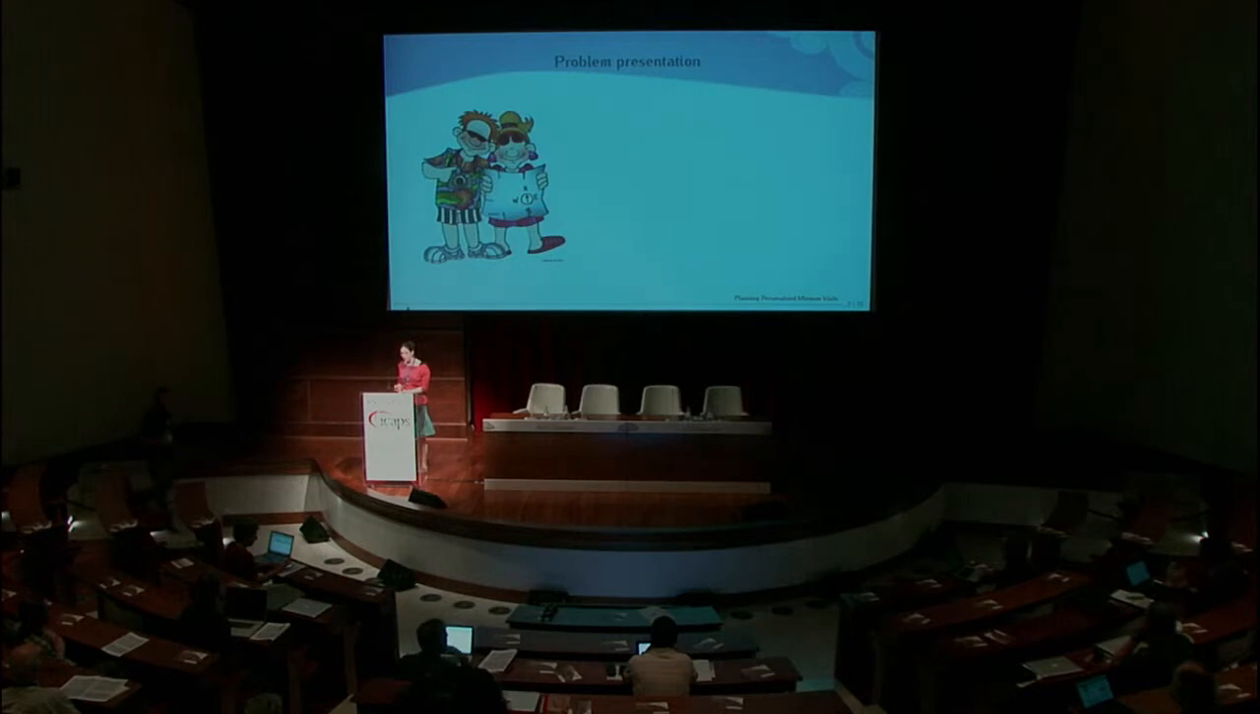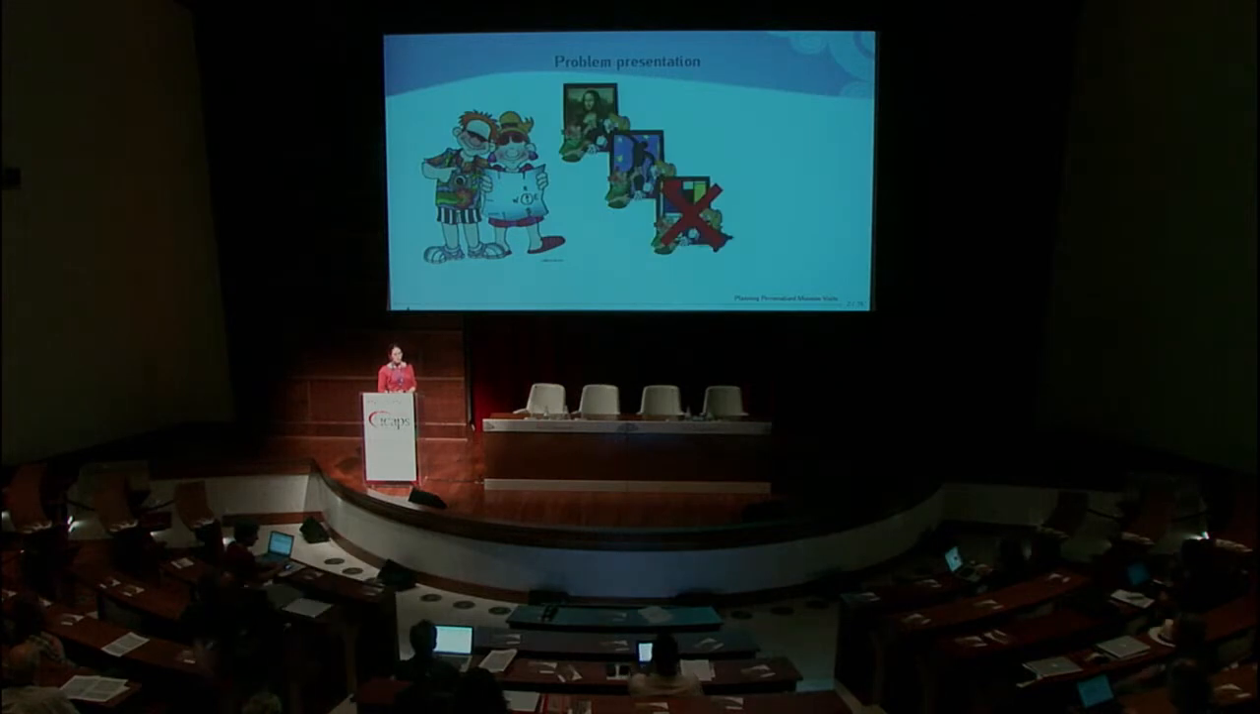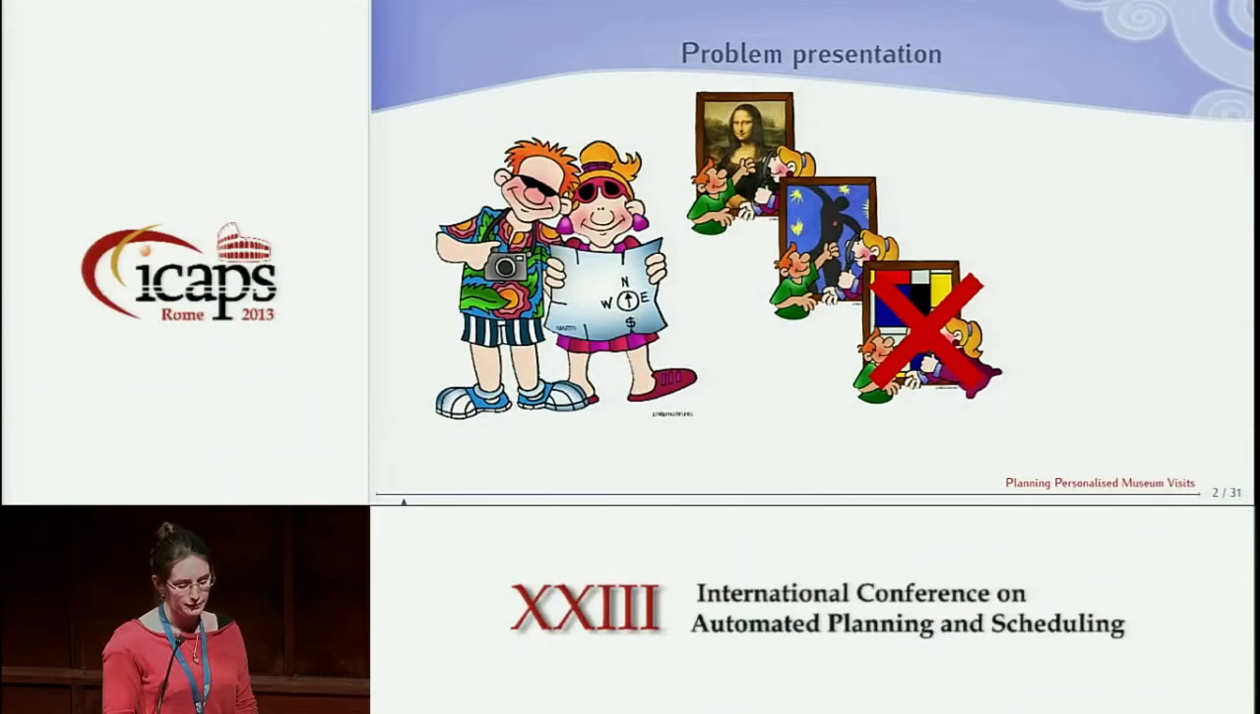So the problem is the following one. Let's take a couple of tourists that want to visit some museum in the city, and they have some preferences about what they want to see. For example, they really love Leonardo da Vinci paintings. They kind of like Matisse paintings, but they don't like contemporary paintings at all. So these are their preferences.